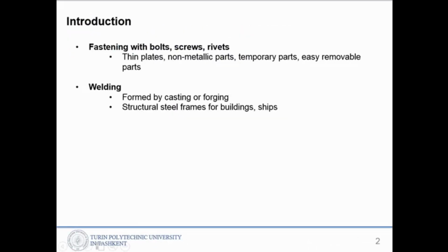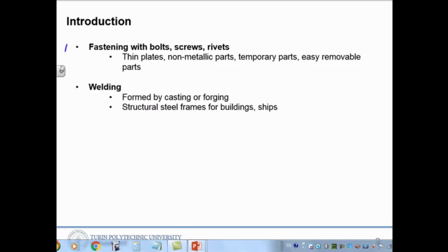As an introduction, I'd like to show two things. The first one is fastening with bolts, screws, and rivets to create temporary joints. You can unscrew the bolts and screws, or you can remove the rivets, and then you can replace the part with a new one. So we call this a temporary joint.